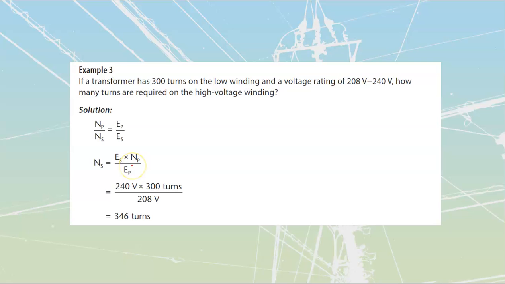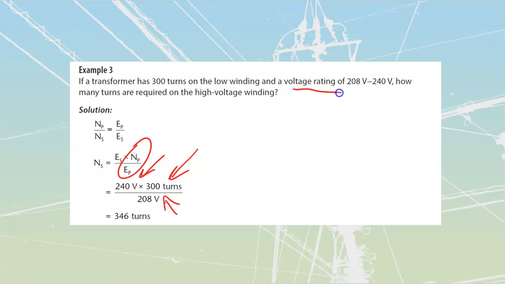Once I've got it laid out as a useful formula, I'm going to plug in the values that I already have. I know that I have a secondary voltage, right? We are going to 240 volts on that secondary side. We have 300 turns. That is going to be on my low side. We have 208 volts. That is going to be on my low side, right? These are my low sides over here.